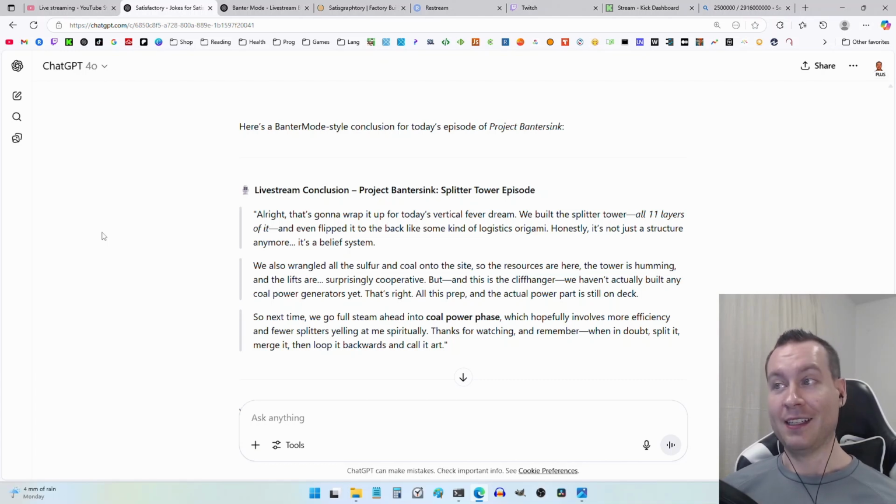But, and this is the cliffhanger, we haven't actually built any coal power generators yet. That's right, all this prep and the actual power part is still on deck. So next time, we go full steam ahead into coal power phase, which hopefully involves more efficiency and less splitters yelling at me spiritually. Thanks for watching, and remember, when in doubt, split it, merge it, then loop it backwards and call it art.